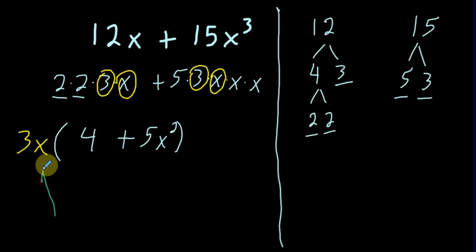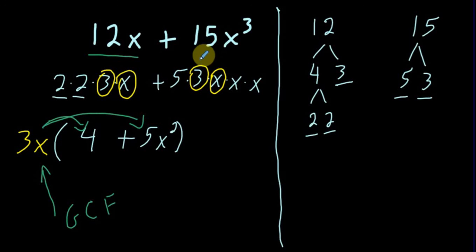Again, this is your greatest common factor. If you distribute, 3x times 4 is 12x. 3x times 5x squared is 15x cubed.